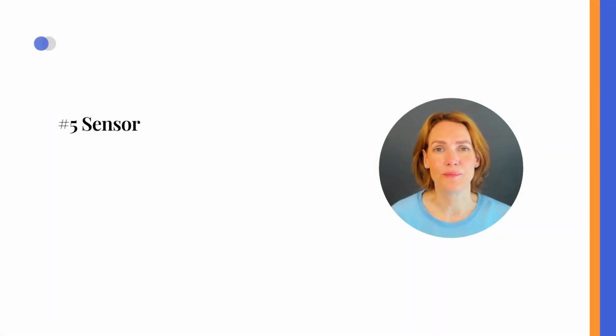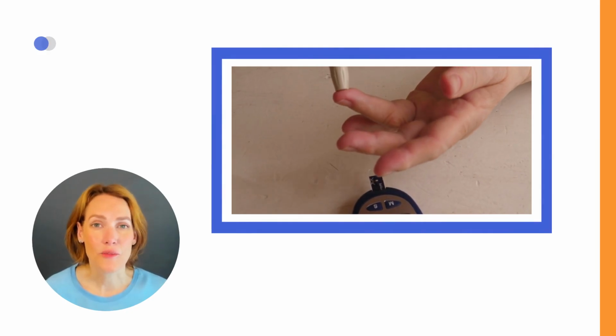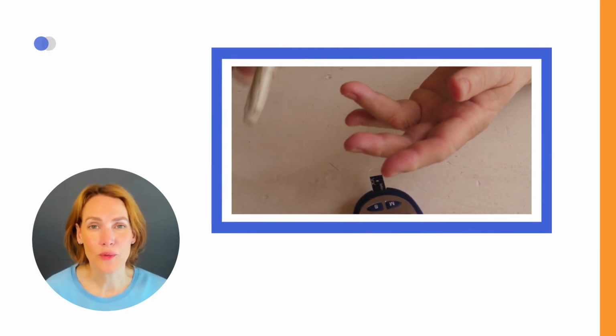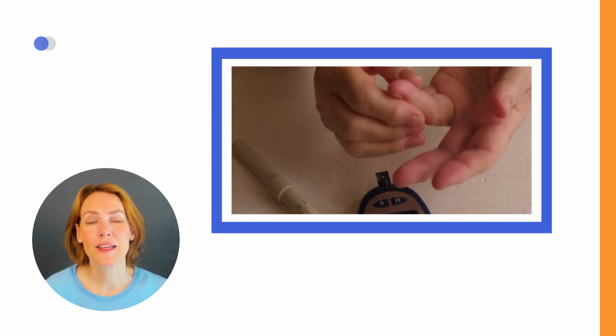5. Sensor. The accuracy of sensor values is vital for the proper functioning of an automated insulin delivery system. If you have doubts about the accuracy of your sensor reading, it is recommended to perform a finger prick blood glucose test for confirmation. Be sure to wash your hands before doing a finger prick.